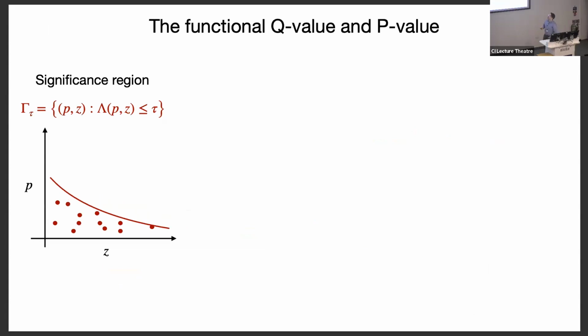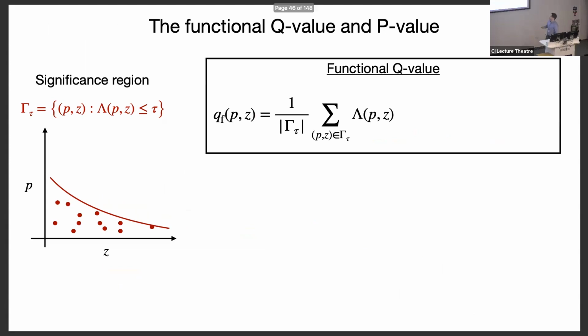Okay, so as I mentioned, this is our significance region. It's our decision rule. Now we want to calculate the functional Q-value and p-value. The functional Q-value is the Q-value, now as a function of the informative data. It's really easy to calculate. It's just the average of the local FDR in the region.